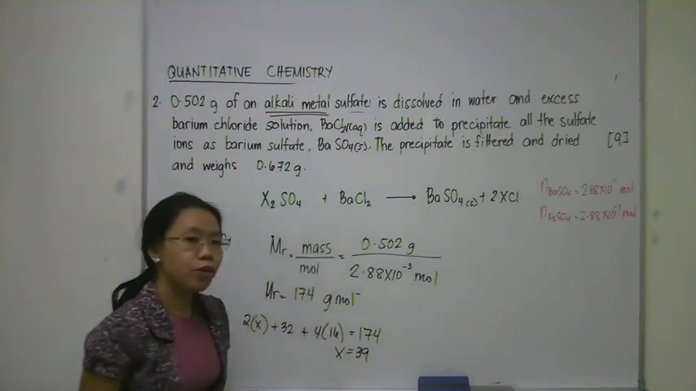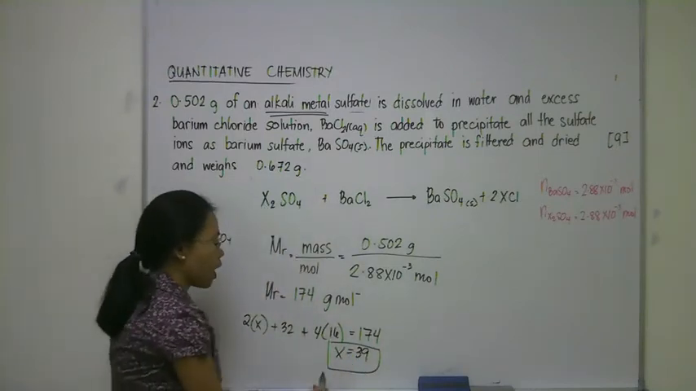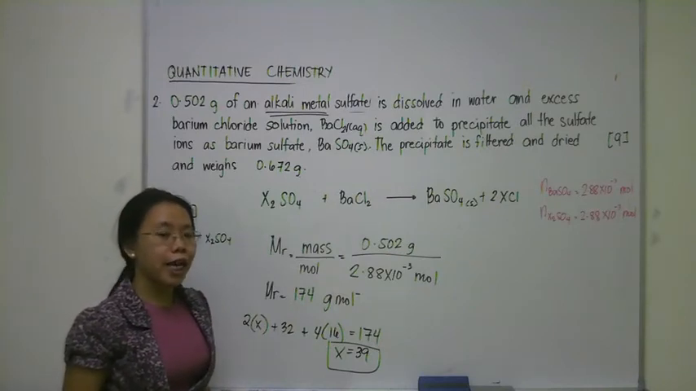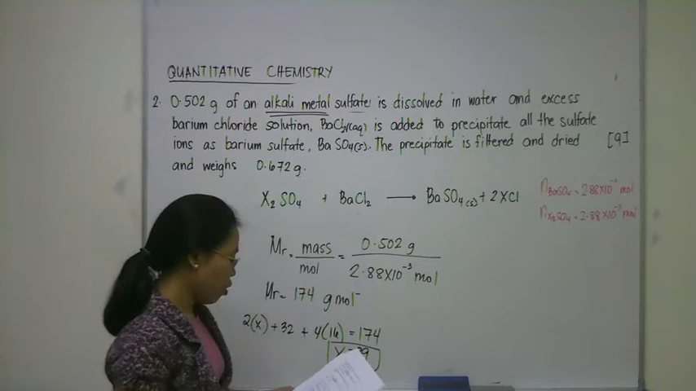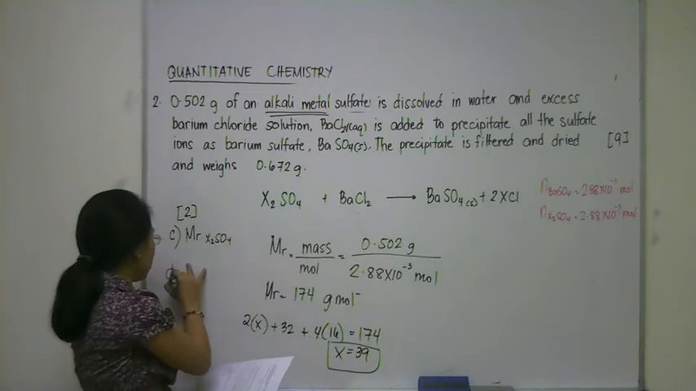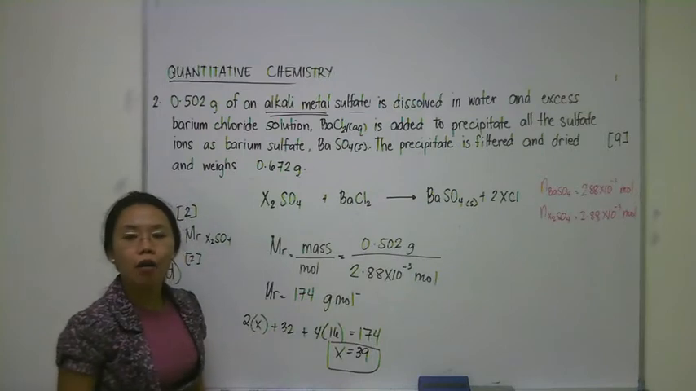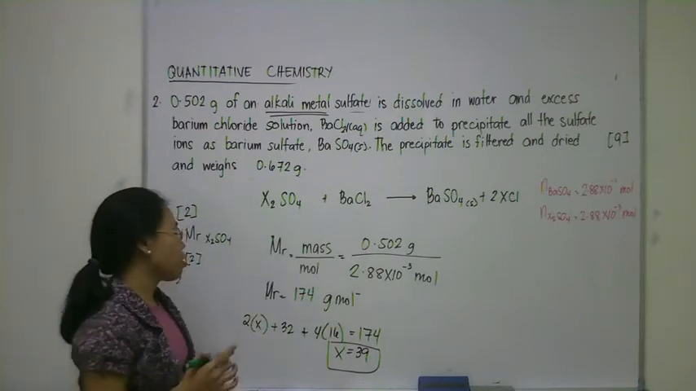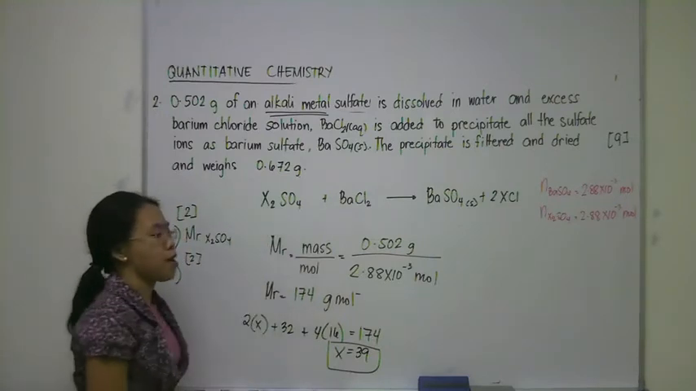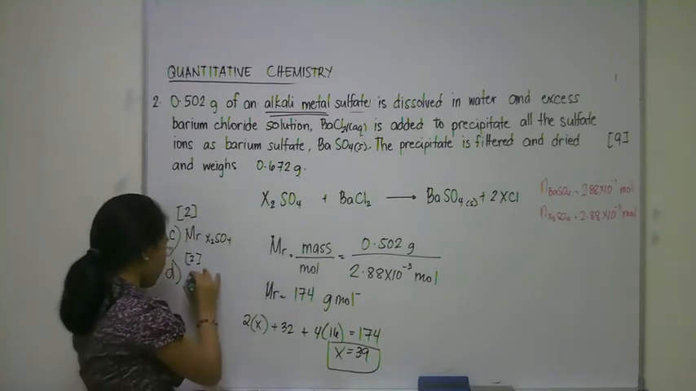Hence, X is equal to 39. Using the periodic table, we can identify that the element that has an AR of 39 is potassium. For this question, letter D, you will have 2 marks: 1 mark for solving the AR of your alkali metal, and 1 mark for identifying your alkali metal, which is potassium.